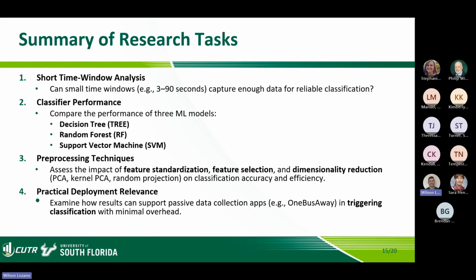The preprocessing techniques are normally a very important part of evaluating a machine learning model. Which data are we feeding the model? Those preprocessing techniques are also sometimes expensive, so we want to evaluate how effective they are, so that at the end we can decide which one is the best to use. In this case, we assess feature standardization, feature selection, and dimensionality reduction as those preprocessing techniques.